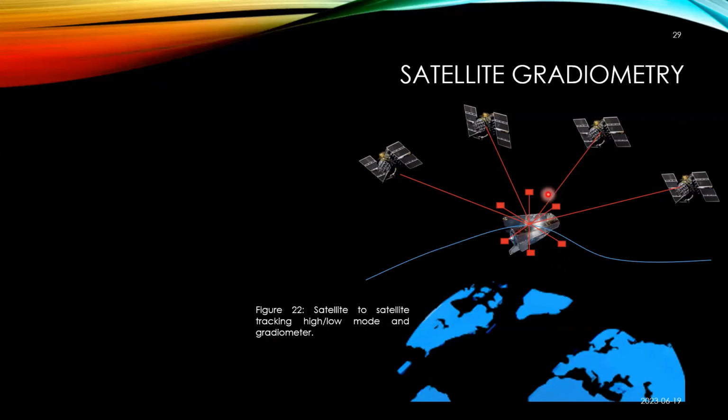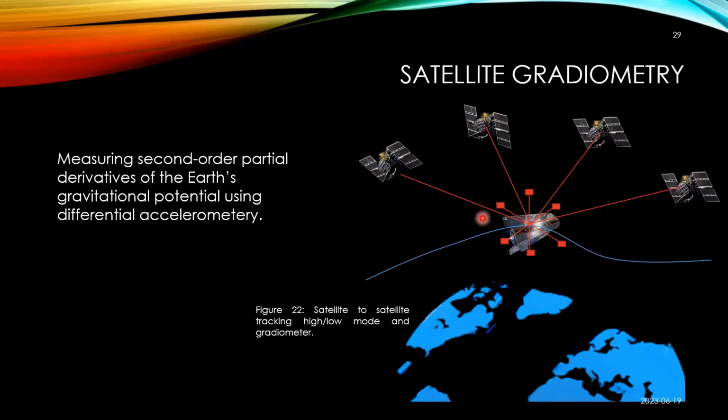In a gradiometer, there are 6 accelerometers, 2 by 2 parallel and 2 by 2 orthogonal, like a coordinate system, at a distance of about, for example, 2 meters for the GOCE mission. So they can measure the changes between the accelerometers, front and back, up and down. In that way, they can measure the second order derivative of the gravitational potential.